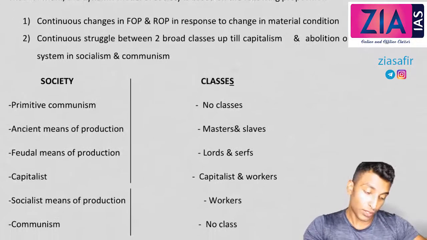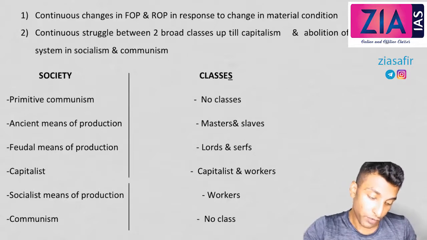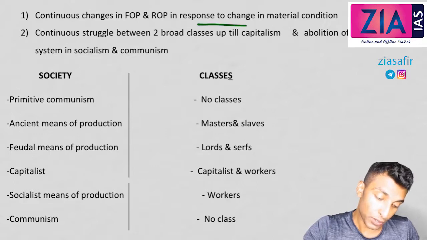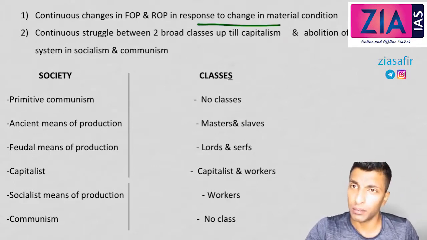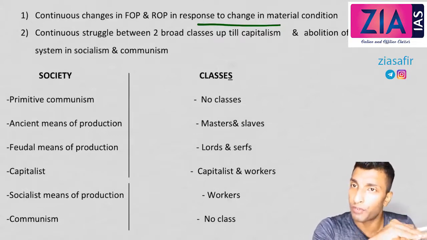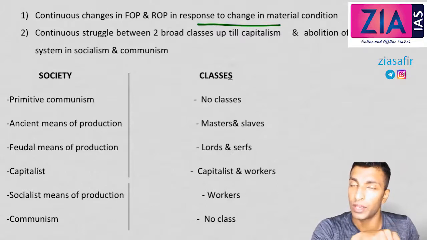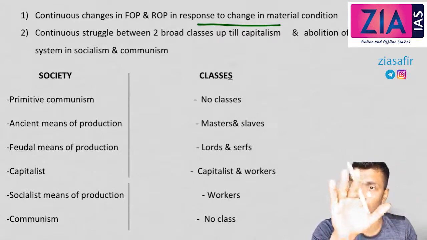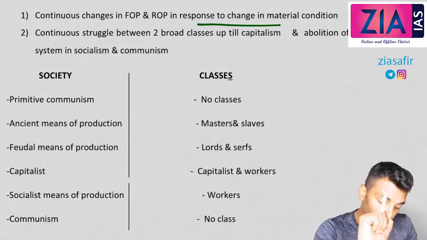Okay. So, continuous changes in FOP, forces of production and relations of production in response to change in material condition, right? Material condition changes, forces and relations change. Like ancient to feudal, if you see, the forces of production change. Feudal to capitalism, again changes there, okay? Like that, keep on, forces of production keep on changing, relations also change. Master slave to lords and serfs to capitalist workers, like that. So this is a continuous process.